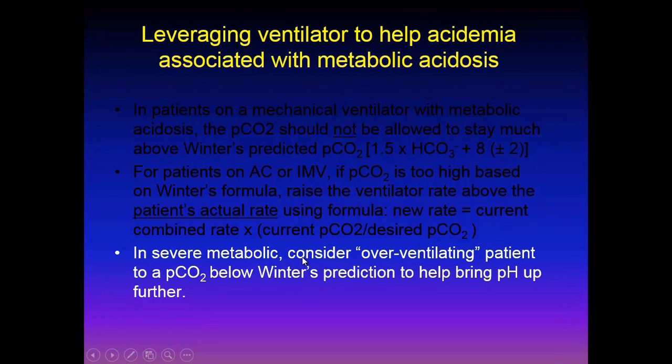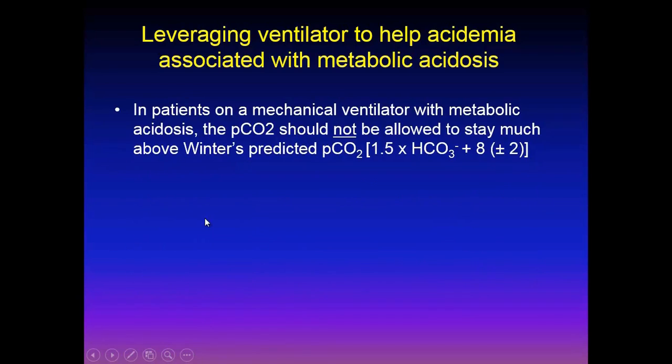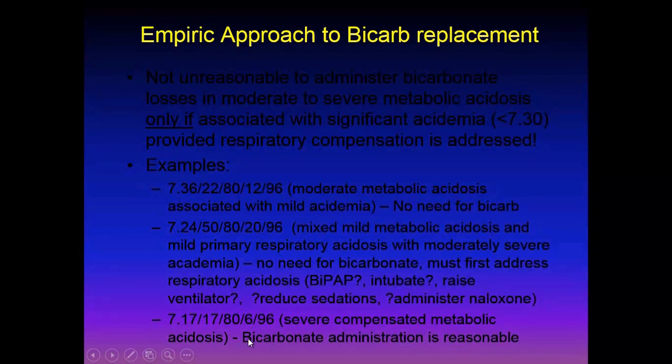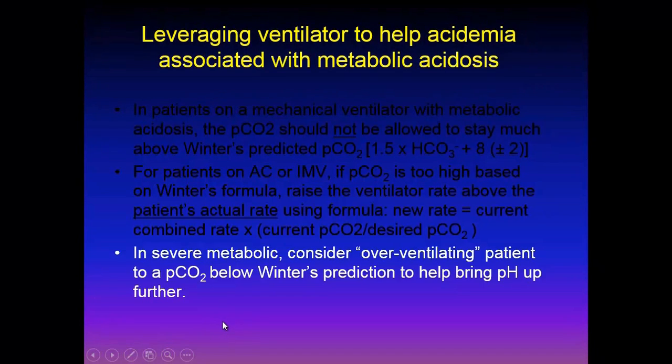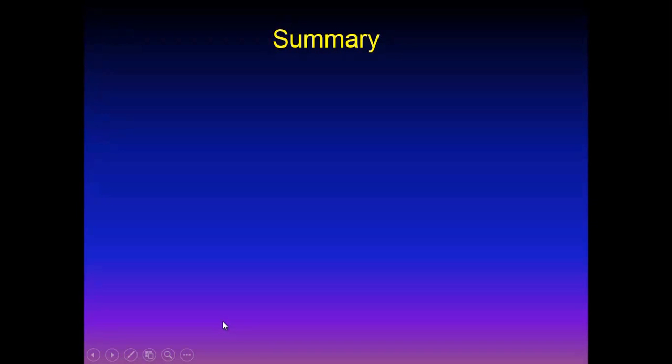The other option we have is in severe metabolic acidosis, we can consider making the ventilator our friend. We frequently intentionally overventilate the patient to a PCO2 below Winter's prediction to help bring pH up further. So let me just go back to this last problem here. In this patient right here, severe metabolic acidosis, even though the PCO2 is right where Winter says, we have an option that we frequently use to crank up the ventilator even higher, get this PCO2 down to 12, 13, 11. That will actually help bring the pH up by overventilating someone. So that's an option, but I would discuss that with the pulmonary critical care or intensivist.